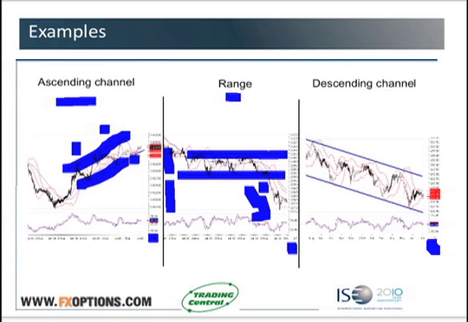And you have finally the descending channel. This is the same kind of product, I would say, as the ascending channel, but on the other side. So you can notice a descending, a bearish trend line, and try to take the opportunity to sell any rebound which can touch the upper boundary of the descending channel.